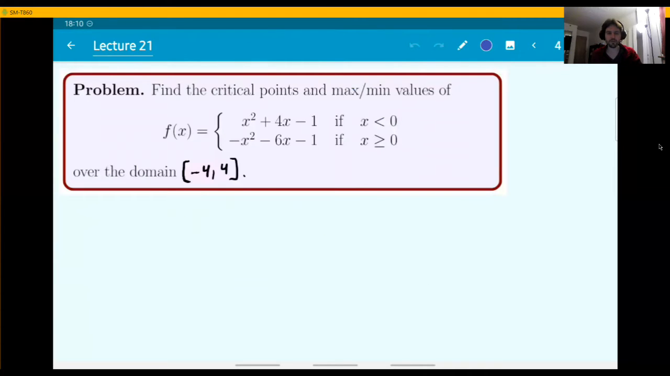This time it's a piecewise function. It's the same problem. Find the critical points and max min values over this domain. This time let me actually write down, because of the extreme value theorem, it implies that f has global max and min values.